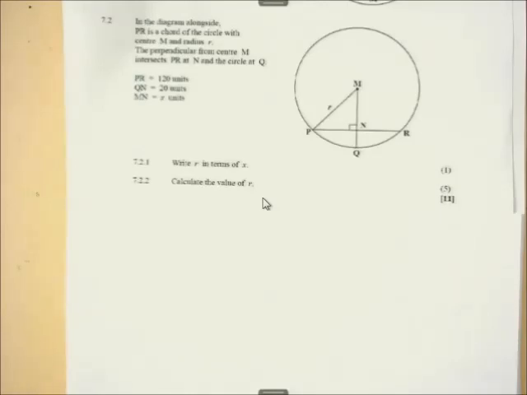PR is 120 units. QN is 20 units. MN is X units. The first question, write R in terms of X, is for 1 mark. The second question, calculate the value of R, for 5 marks. I want you, grade 12 learners, to solve this problem in 5 minutes. After 5 minutes, I will present the solution, and you will check your work against mine. For now, attempt it on your own. Thank you. I'll carry on with the solution in 5 minutes.